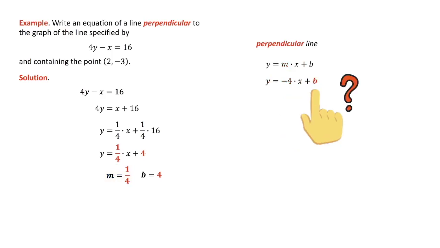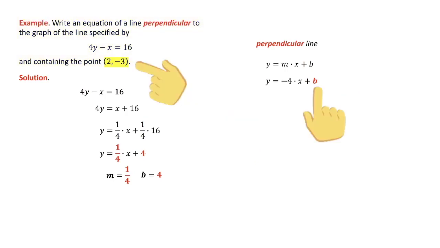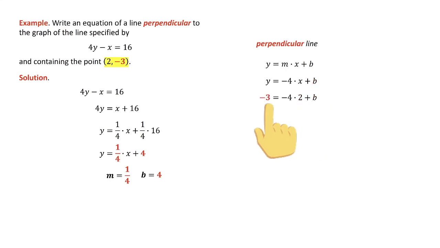Now, how do we calculate b? Well, we need information from here. What did we do last time? We took the xy value there, that point, plugged it in, and that gives us b. So I plug in x is 2, y is minus 3, and I solve for b.